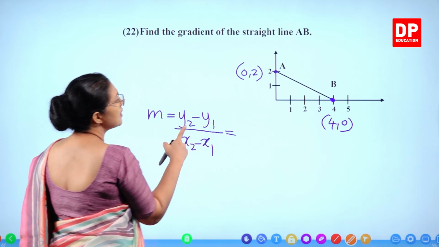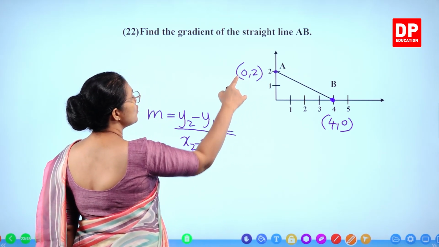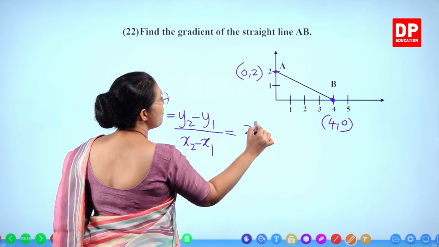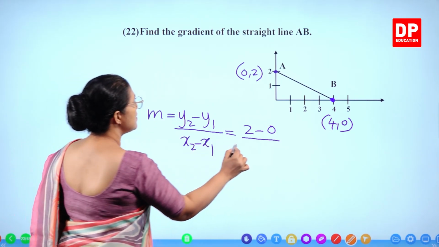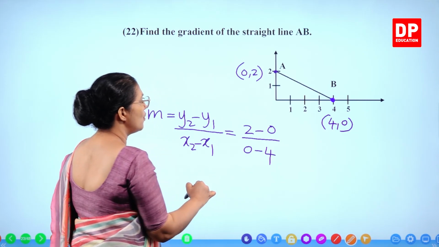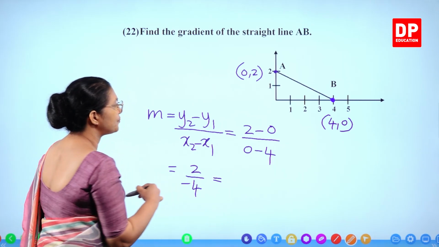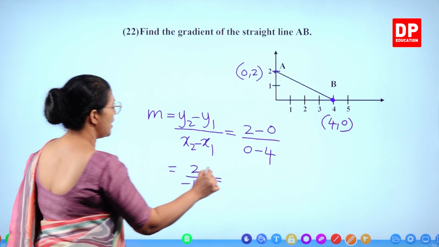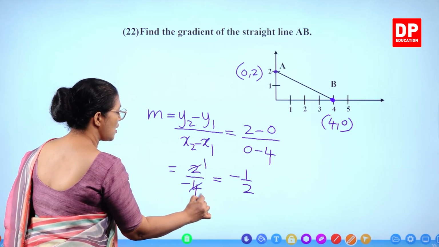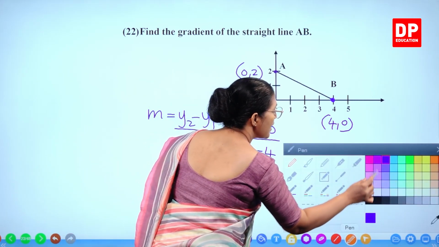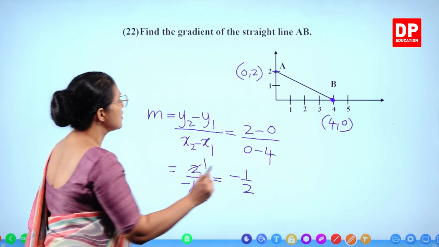So we can take 0, 2, this one is x2, y2. So 2 minus 0, those are the y coordinates, over 0 minus 4. So 2 minus 0 is 2, divided by minus 4, that's minus half. So 2 times 1, 2 times 2. So negative half is the gradient of this line. So that's 2 marks.